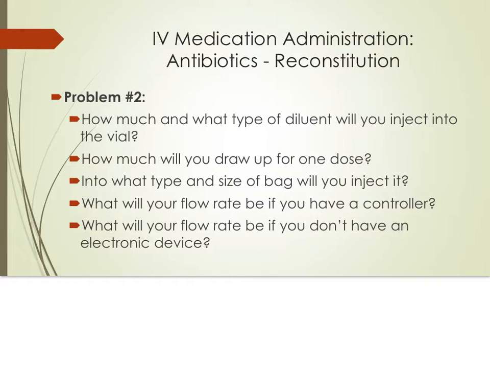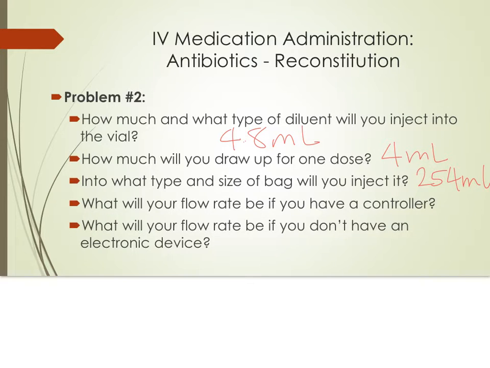According to the instructions, you would reconstitute with 4.8 milliliters of sterile water. Next, you would calculate your dose on hand. You have 100 milligrams per mil and the order is 400 milligrams. The amount you should draw up for one dose should be 4 milliliters. According to the instructions, you will insert this 4 milliliters into a bag of 250 milliliters of normal saline. After injecting the medication, the bag will now contain 254 milliliters.